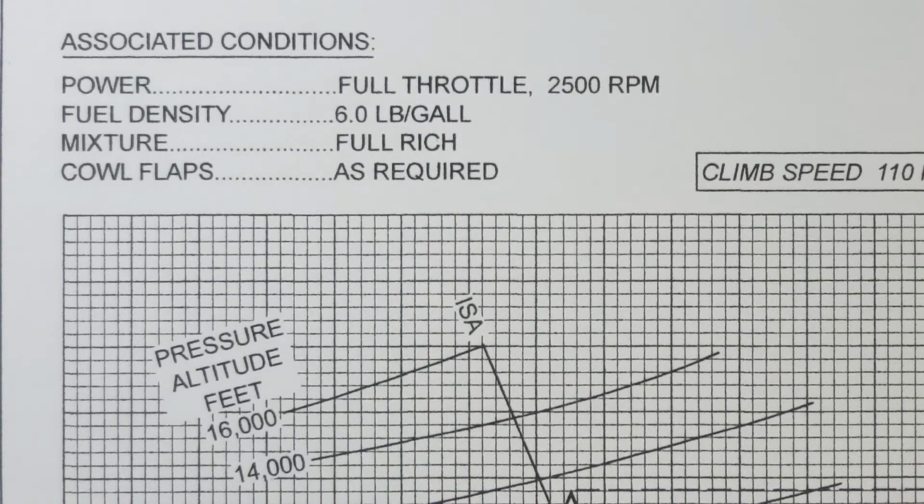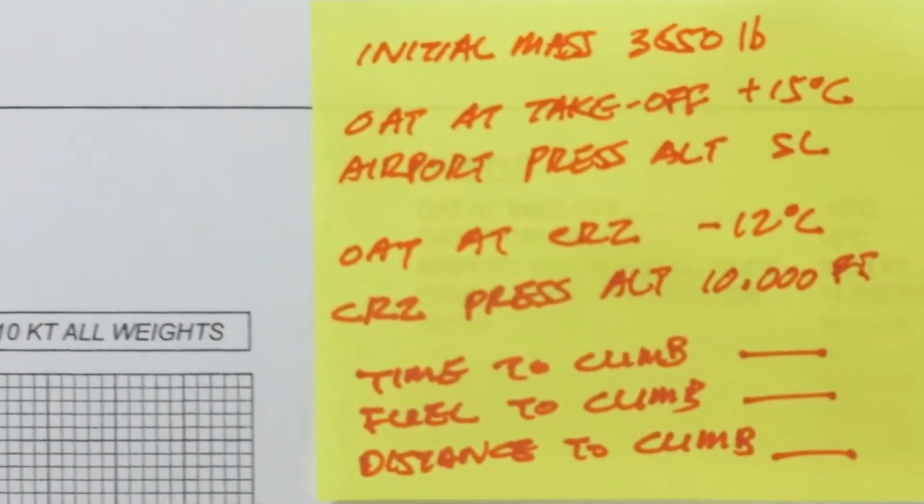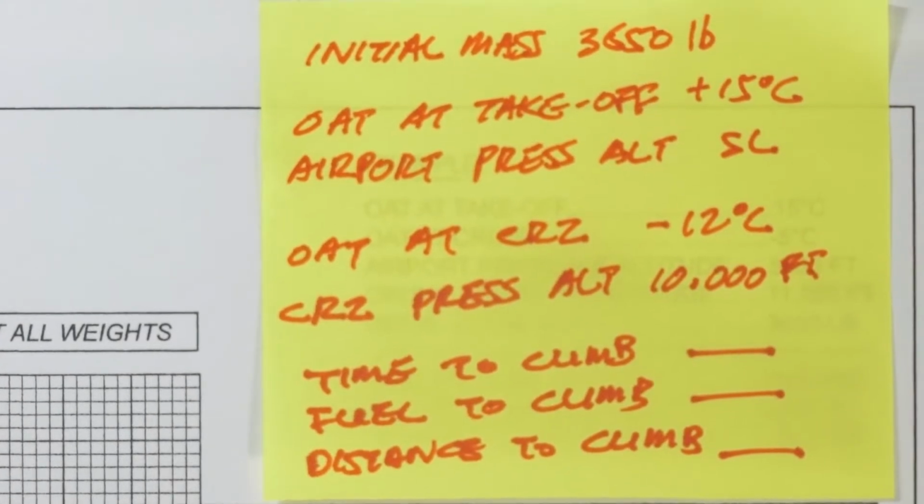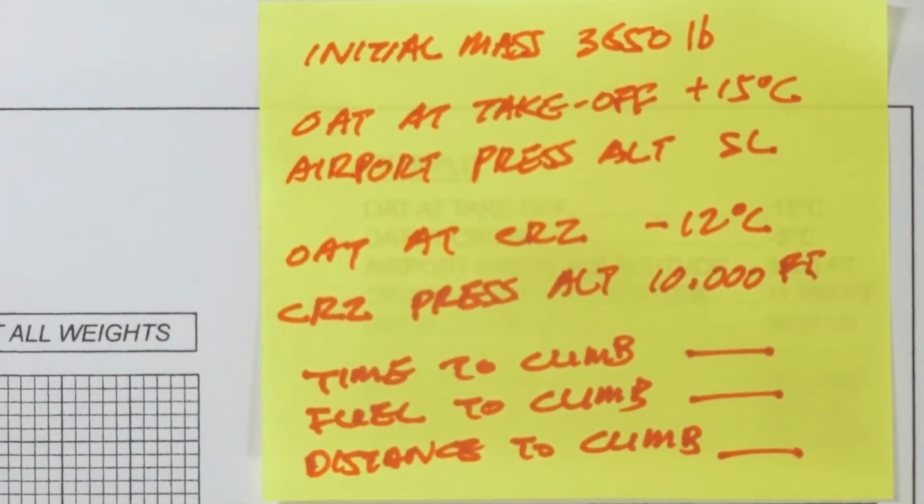The other assumptions that we will use in this example of calculating time, fuel, and distance to climb would be our temperatures, pressure, altitude, as well as mass. And we'll start by looking at the mass. The initial mass of this particular aircraft in this example will be 3,650 pounds. And what that means is that at the start of the takeoff, that is how much the aircraft will weigh. The OAT at takeoff, or the outside air temperature at takeoff, will be 15 degrees Celsius.